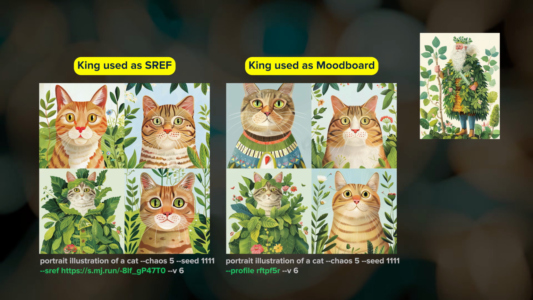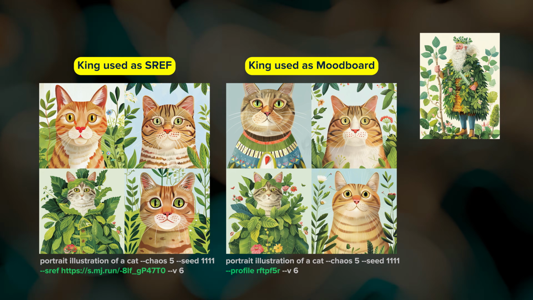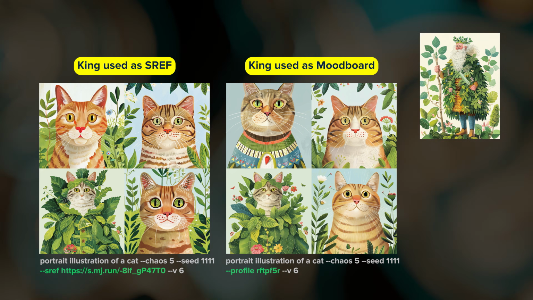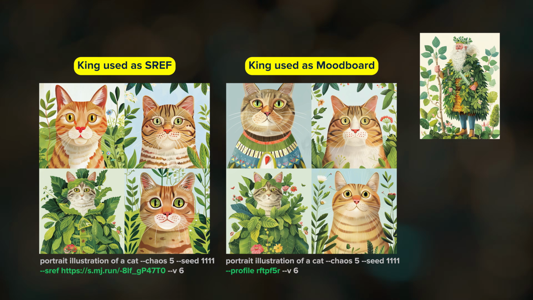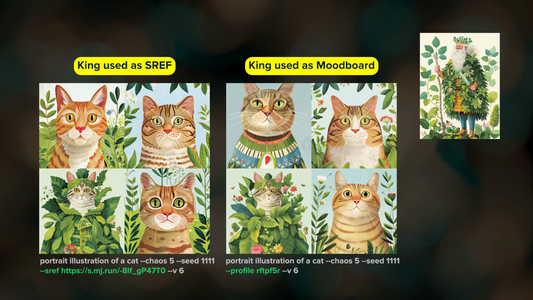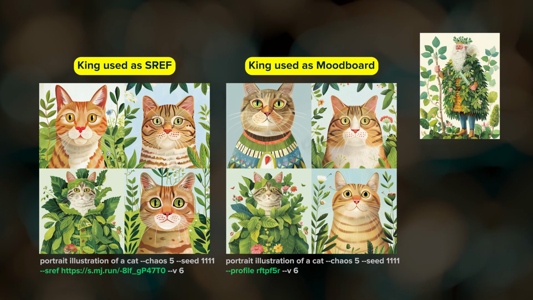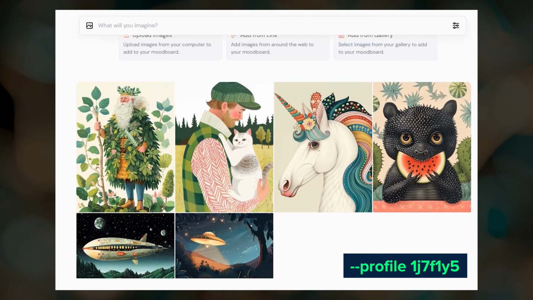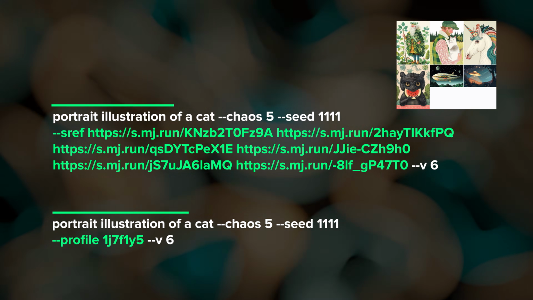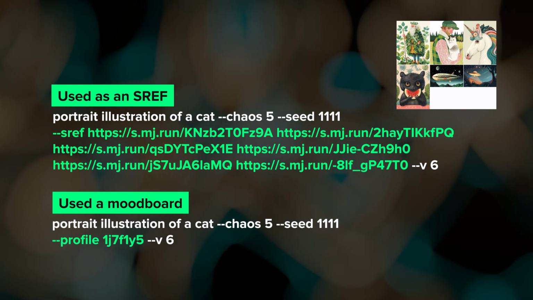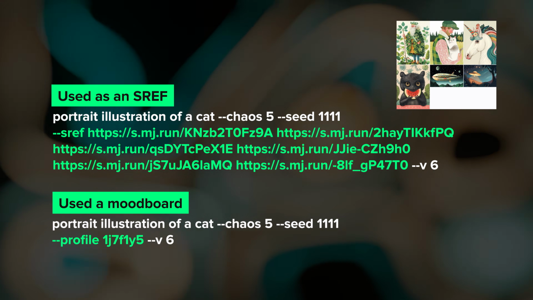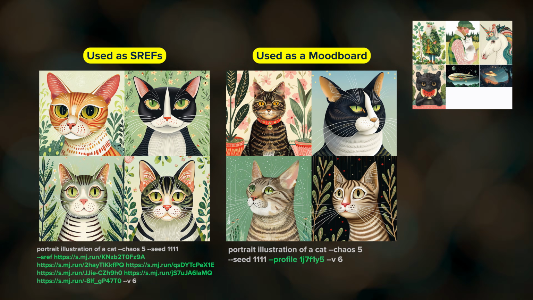Okay, so here are the results. Pretty similar, right? The colors are slightly softer in the mood board results, but overall the results from using our forest king as a single image mood board versus as a style reference are not that different. But what happens if we add more images to the mood board? I added 5 more illustration style images to the mood board, which now looks like this. And I ran those same cat prompts, but this time I have a new mood board code, and instead of 1 image URL as an SREF, I have 6. And here are the results.